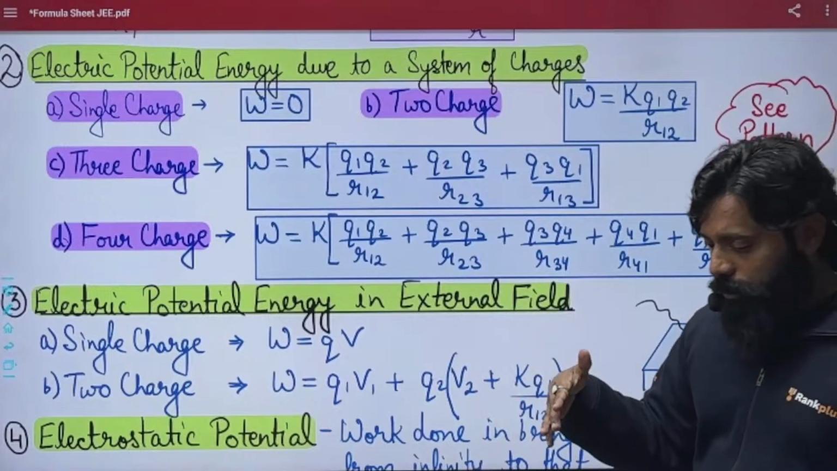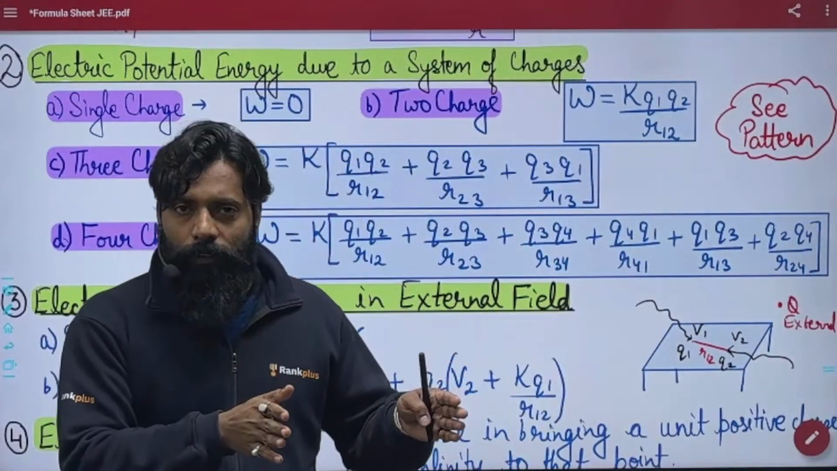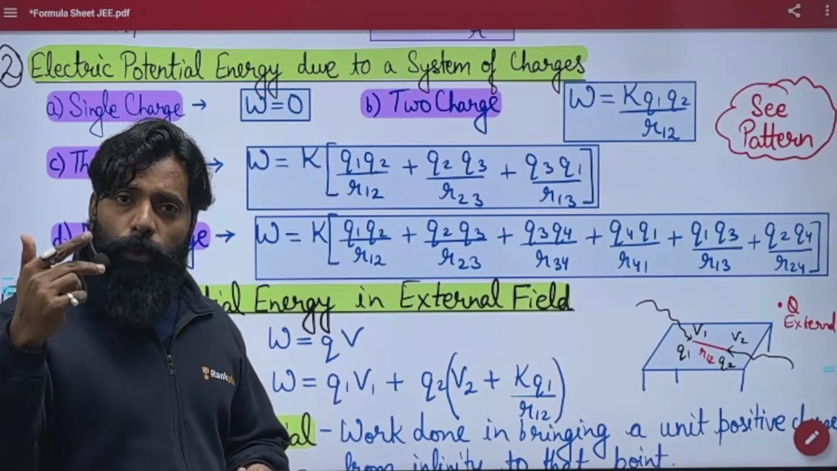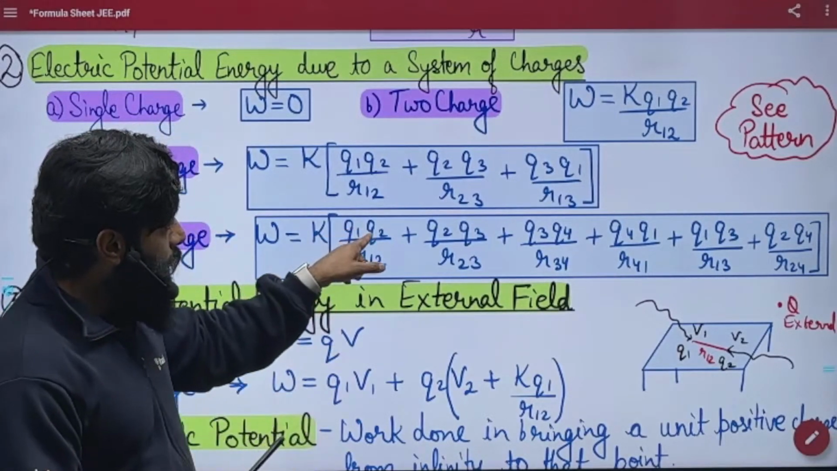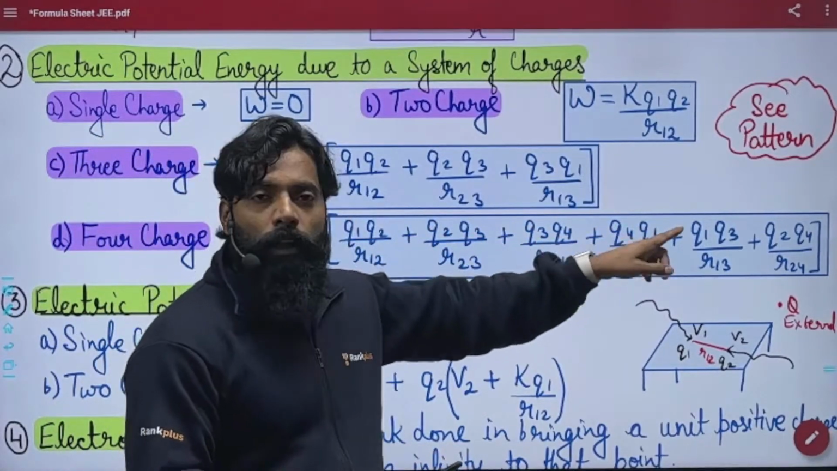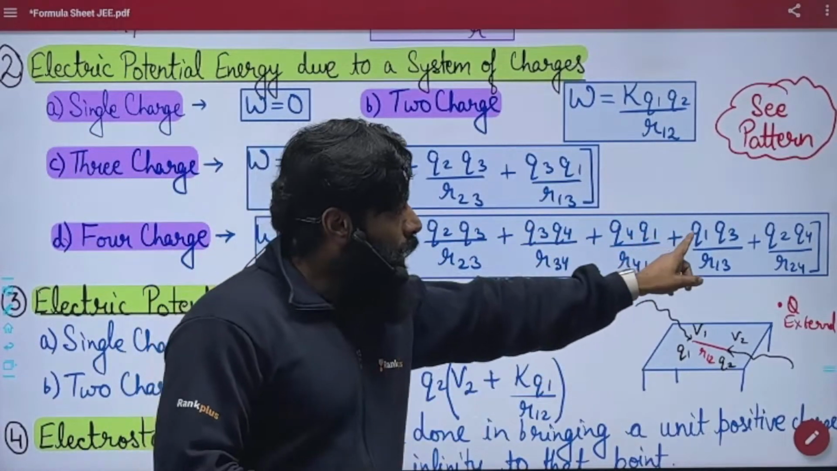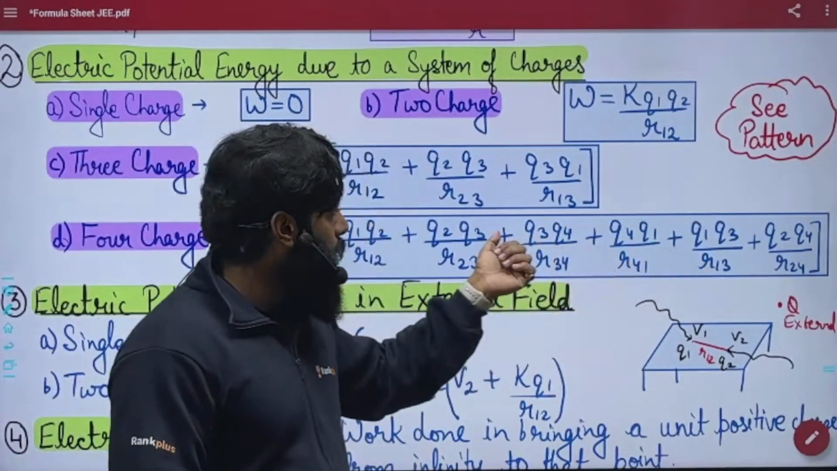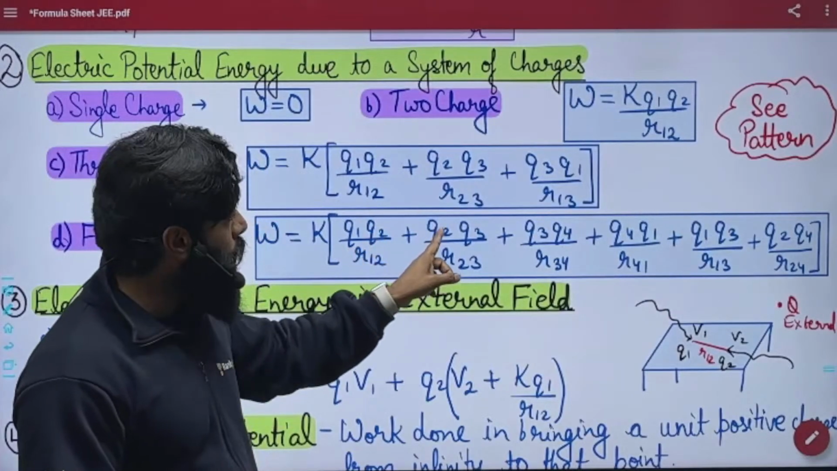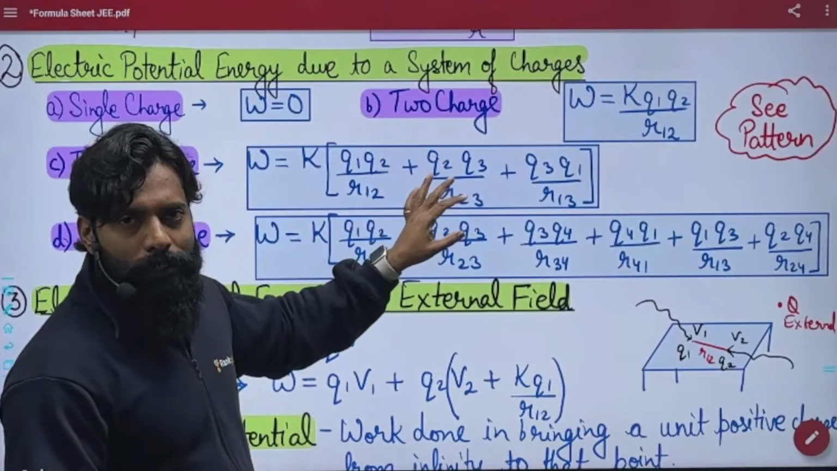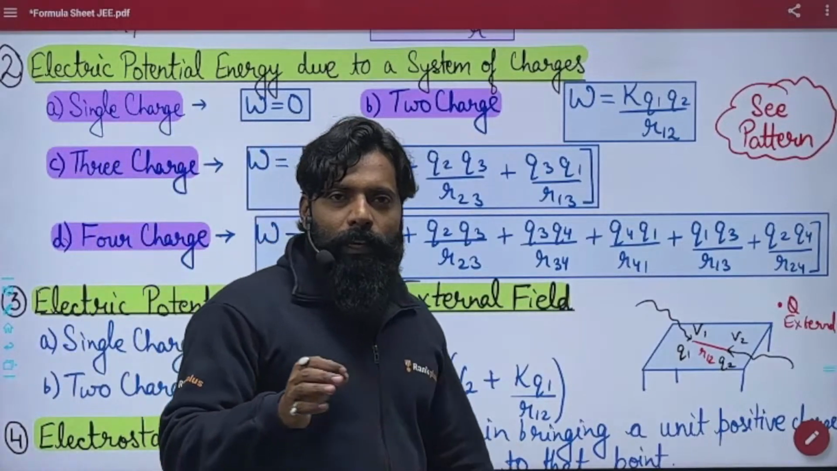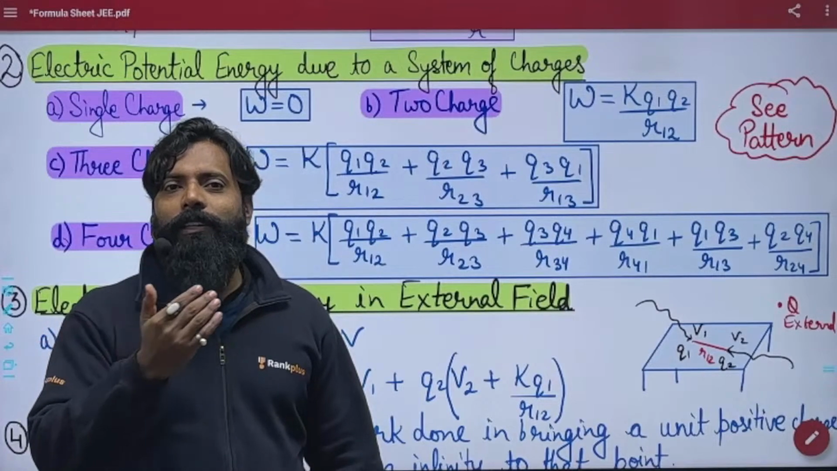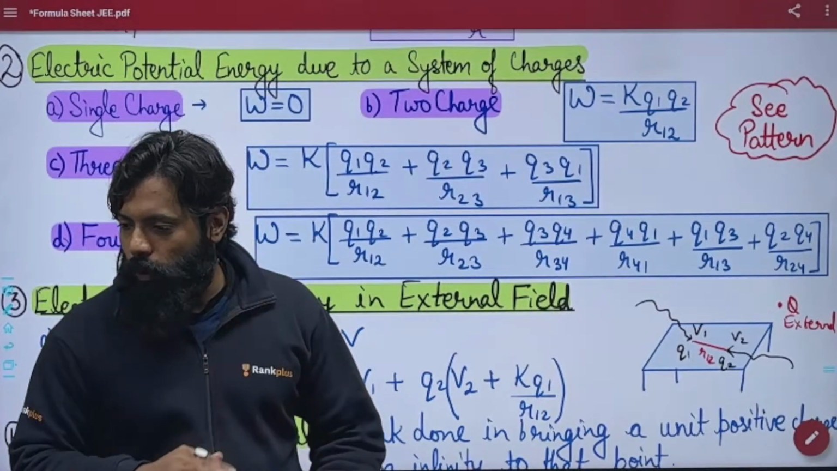If there are four charges, like a square or a rectangle, that means q1 q2 q3 q4. You have q1 q2, q2 q3, q3 q4, q4 q1, and the diagonals 1 multiplied by 3 and 2 multiplied by 4, and in the denominator you have the distances between these charges: between 1 and 2, between 2 and 3, and so on. These formulas are very, very important, because if you see the JEE solved or previous year questions, you will find that the questions come directly based on these formulas.